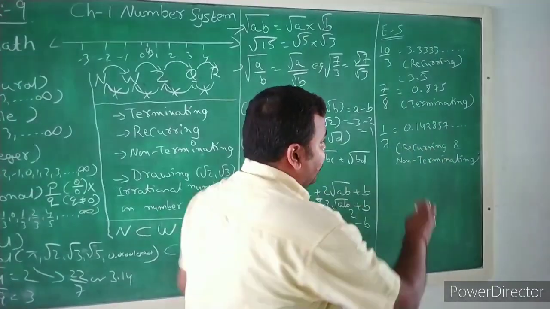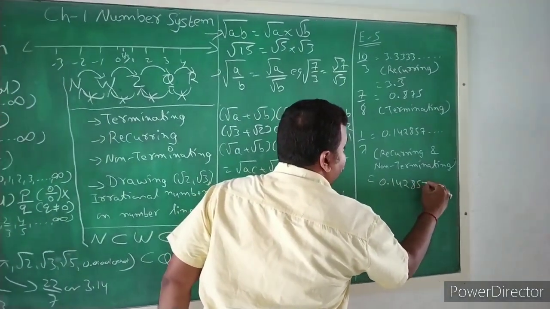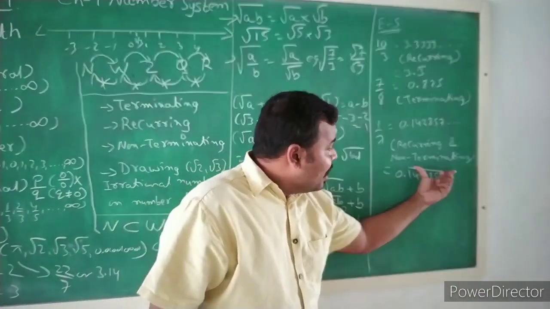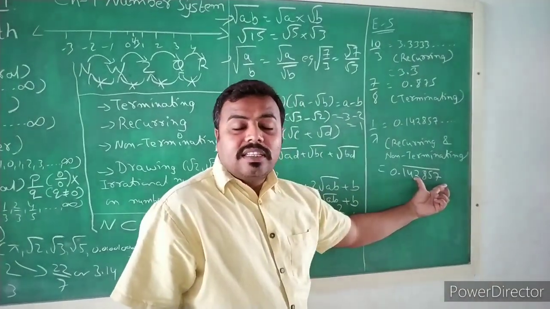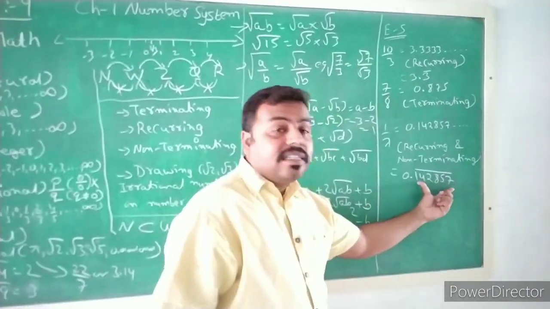As you can see in this, I will be writing like this: 0.142857 bar. Why I have done this sign of bar on these 6 numbers? Because they are repeating again and again in this sequence.